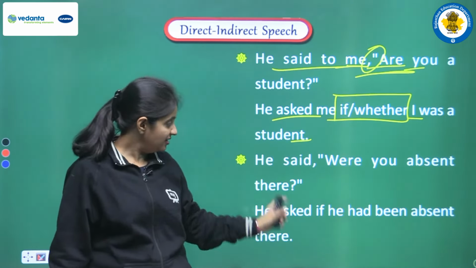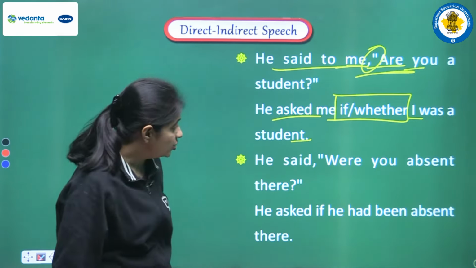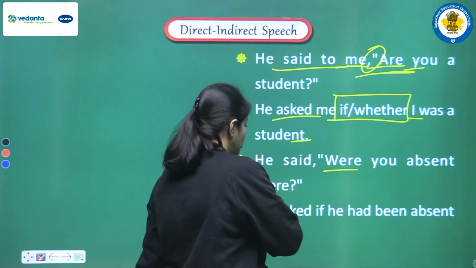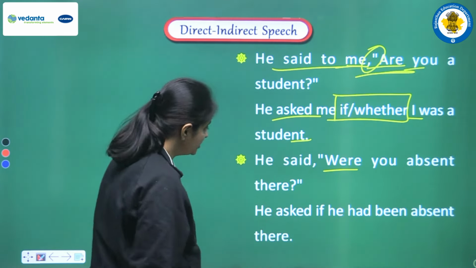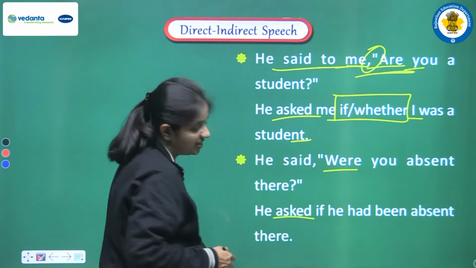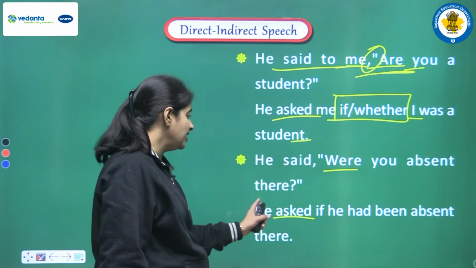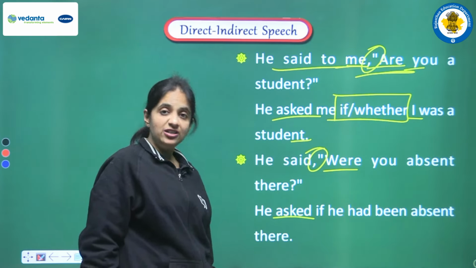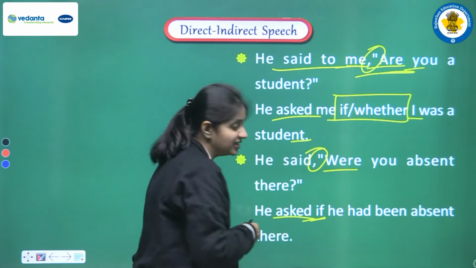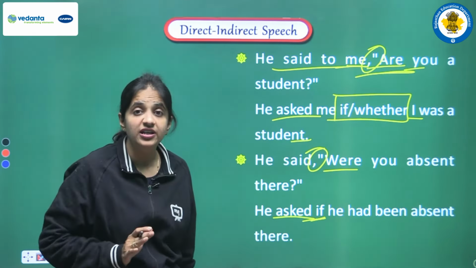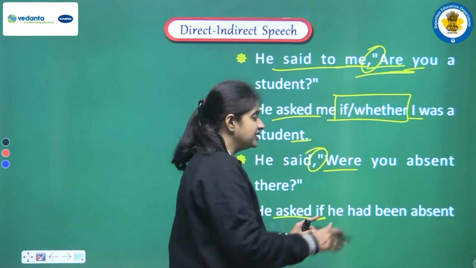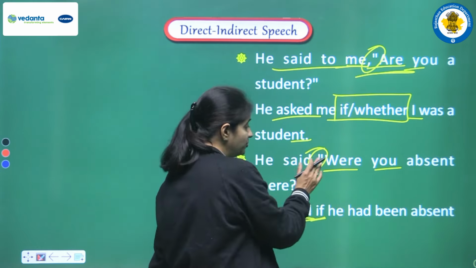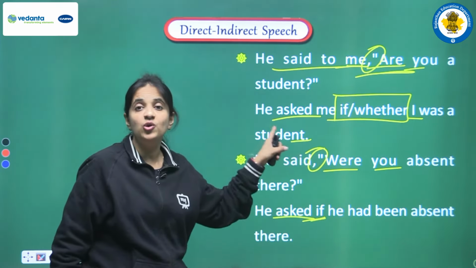Okay, second is, he said, were you absent there? So again we are having one auxiliary here. So let's see how we have to do the changes. First of all, said we have changed into asked, so we are writing he asked, and when we are removing the commas, in the place of comma we are adding one conjunction, we are adding if here. Okay, and after that the same rules are applicable. You will be changed according to the object, but here we are having no object.